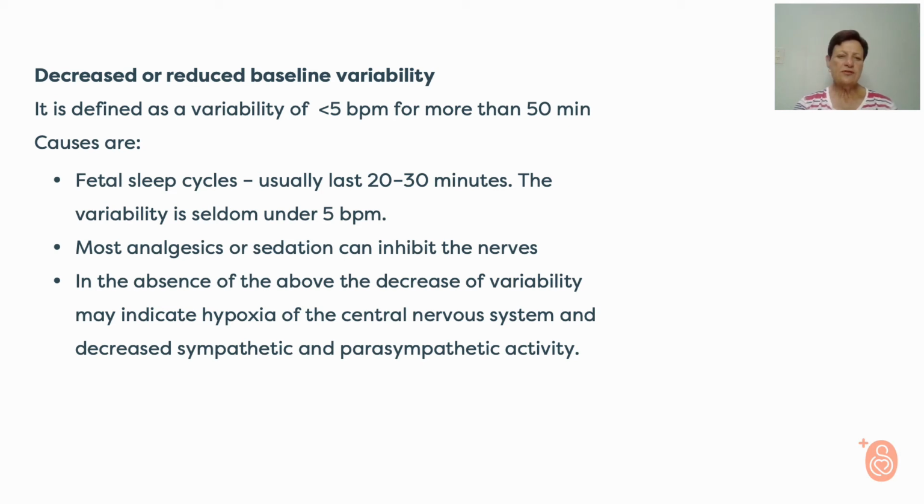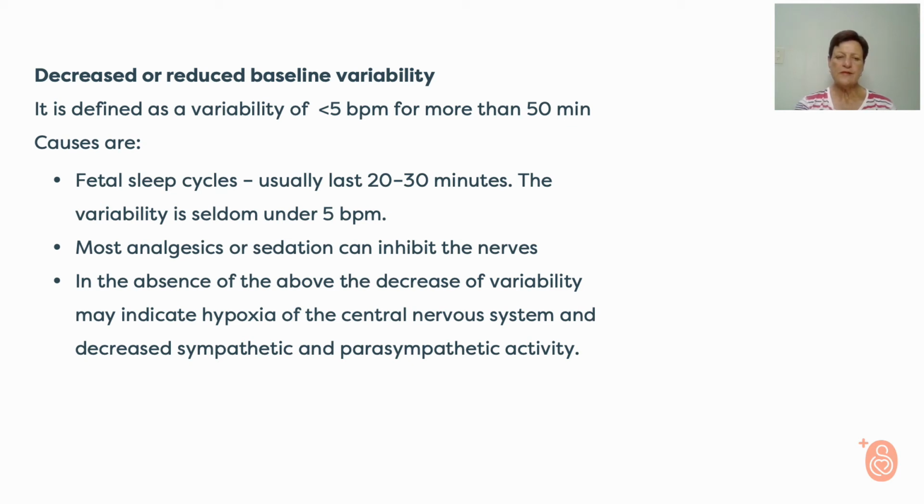But what we need to remember is that during these sleep cycles, the variability is seldom less than 5 beats per minute. It's decreased, but we seldom see just one straight line, as in many cases of hypoxia. Most of the analgesics and sedation cause a decrease in baseline variability.